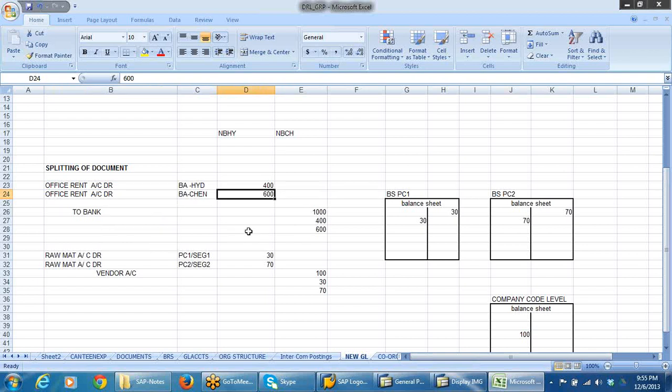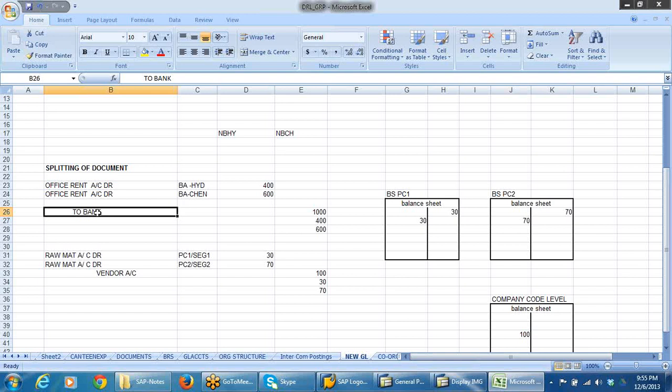Now if I want to prepare my balance sheet and P&L account as per the business area, if this is done, I cannot do it. Because to prepare my balance sheet, the bank account also should be split into both business areas, Hyderabad and Chennai. At the time of posting itself you can post it, but that is not possible in all cases, because in the case of sales and purchases, all those documents will be posted through other modules.